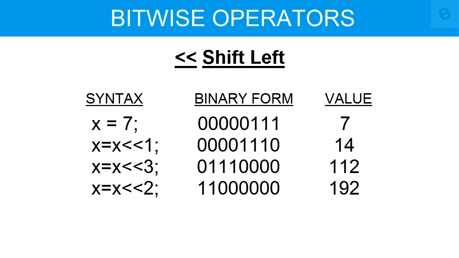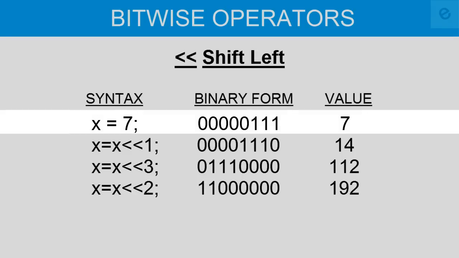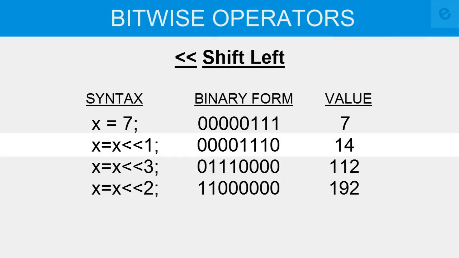If we consider the example you can see on the screen, we have written that there is an integer x whose value is 7 and its value is also written in the binary number. In the second line it is given that x equals x left shift 1. So it is going to shift the bits to the left side by one place. As you can see, it has been shifted. So the final value of x is 14.